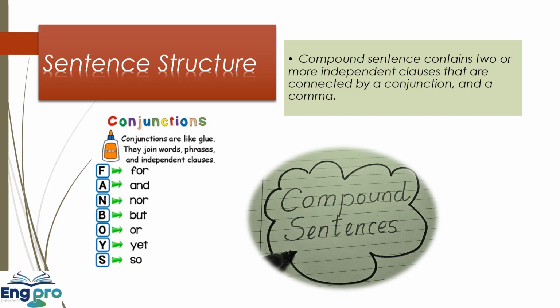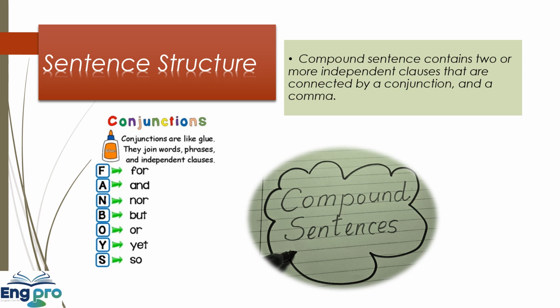Okay, number 2 is a compound sentence, which has 2 or more independent clauses, and they are connected by conjunctions. You must put a comma in front of the conjunction, and then you can write the next sentence. So let's take a look at how those conjunctions look in sentences.